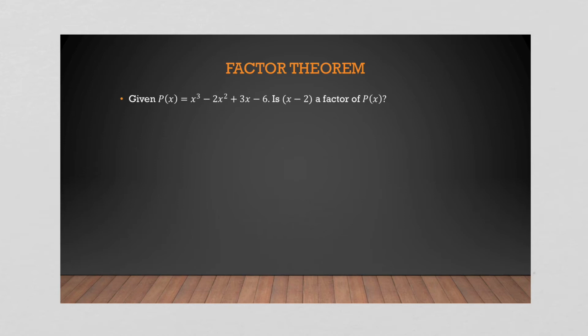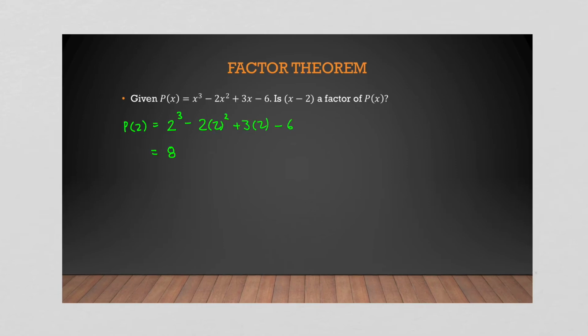So here's one more. Is x minus 2 a factor? Yes, it is. And after I figure out that it's a factor, spoiler alert, I'm going to factor it so you can see how we tie these things together. So we're going to solve for p of 2, and we're going to see if this comes out at 0. So 2 cubed minus 2 times 2 squared plus 3 times 2 minus 6. So now we get 8 minus 8 plus 6 minus 6, and yes, we get 0.